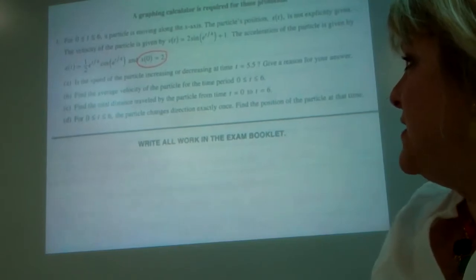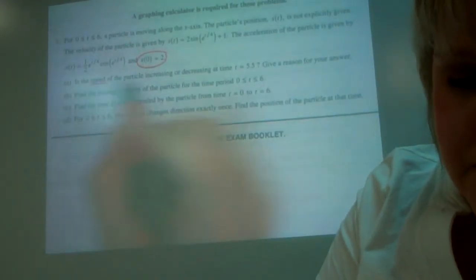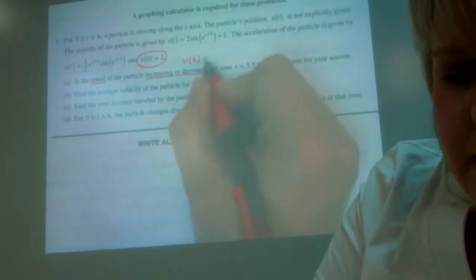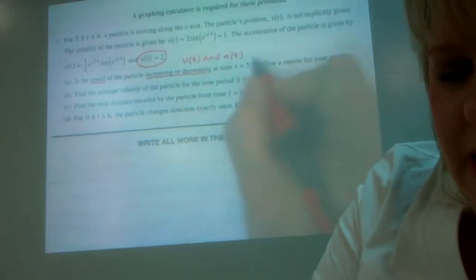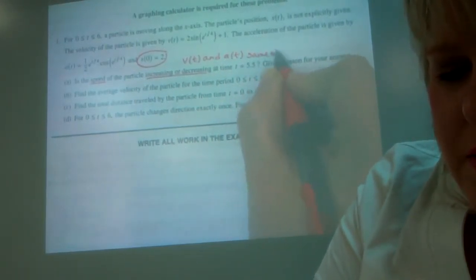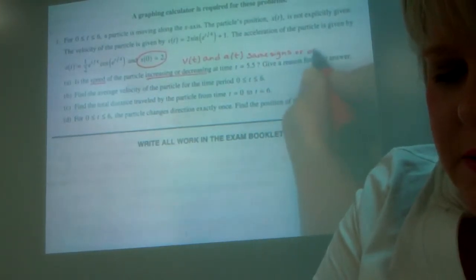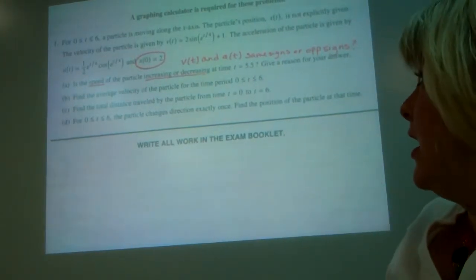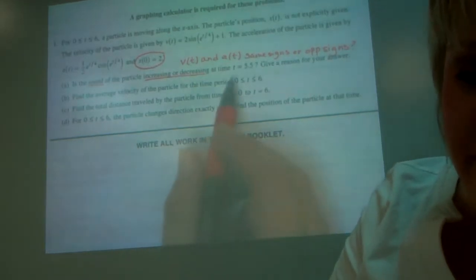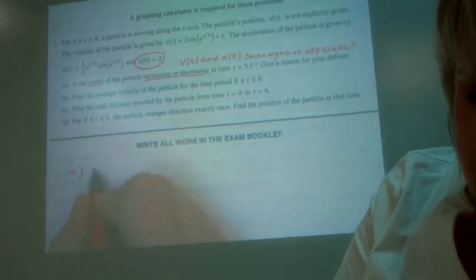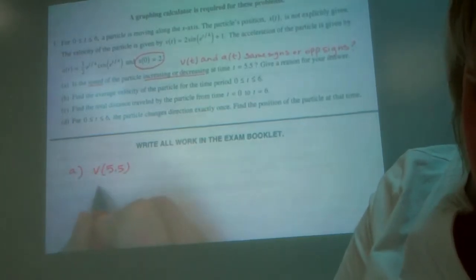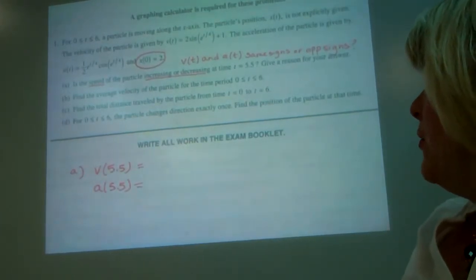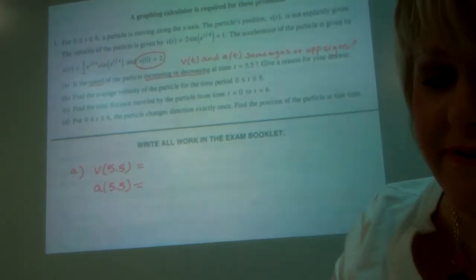So to determine if speed is increasing or decreasing, we have to check and see, do velocity and acceleration have the same signs or opposite signs? Because that's how you determine whether speed is increasing or decreasing. So basically we need to figure out what is the velocity at 5.5 and what's the acceleration at 5.5. So we have both of those equations. All we have to do is plug 5.5 into them.